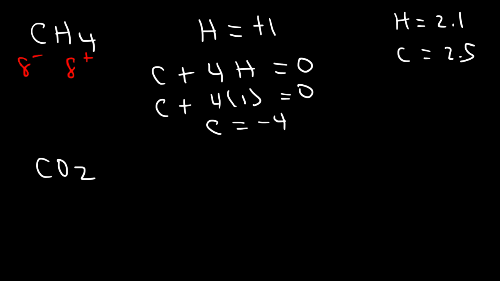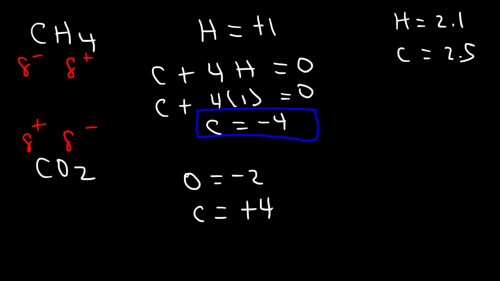So when carbon is bonded to hydrogen, carbon has a negative oxidation state. But when carbon is bonded to oxygen, it's going to have a positive oxidation state. When it's bonded to hydrogen, it has a negative oxidation state. So oxygen is negative 2, and there are 2 of them, so carbon is going to have to be positive 4 in this example.